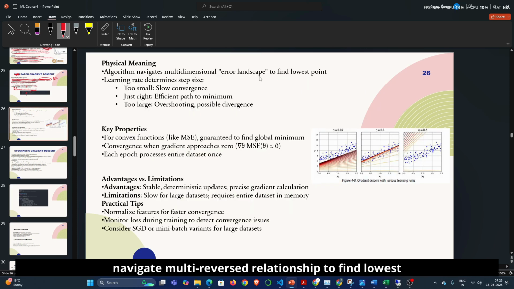The algorithm navigates a multi-dimensional landscape to find the lowest point. Learning rate determines step size. Too small, slow convergence. Just right, efficient path to minimum. Overshooting, possible divergence. For a convex function, it is guaranteed to find the global minimum. Convergence is when the gradient approaches zero. Each epoch processes the entire dataset once. Stable, deterministic updates with precise gradient calculation. Limitation: slow for large datasets and requires the entire dataset in memory. Normalize features for faster convergence. Monitor loss during training to detect convergence issues. Consider SGD or mini-batch variants for large datasets.